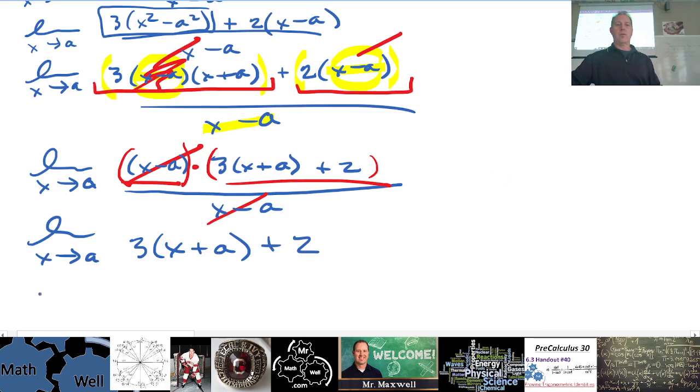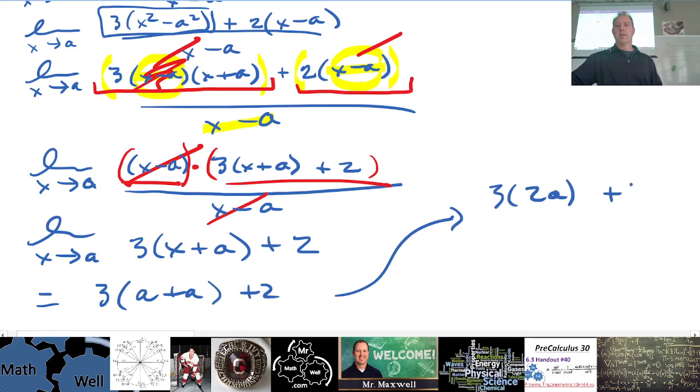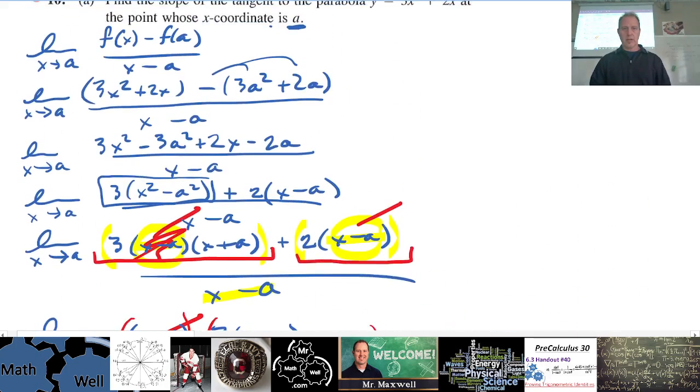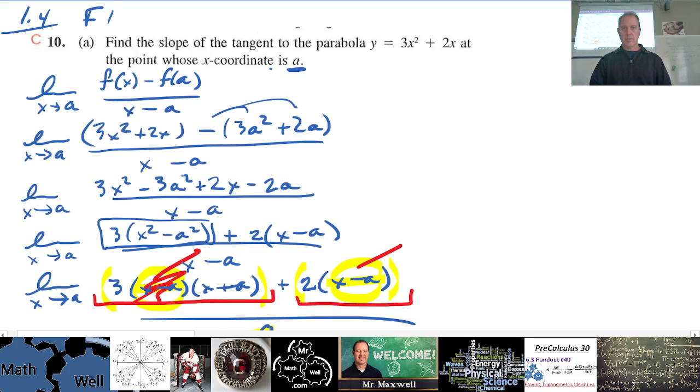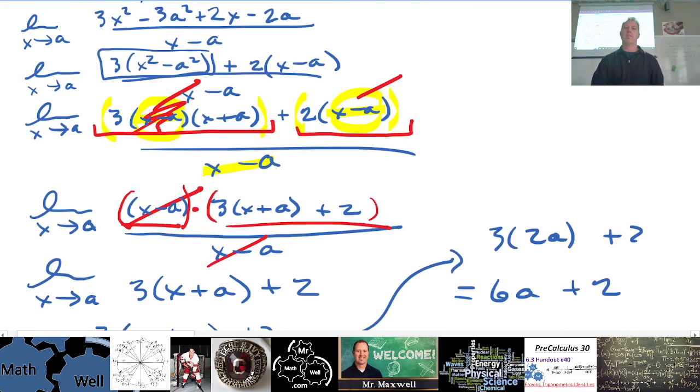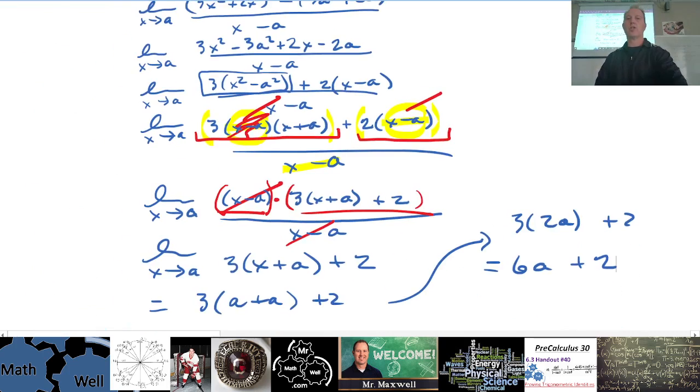But the cool thing is now, x is approaching a, so all the x's are a's now. You just substitute x for a. 3 times a plus a plus 2. That's 3 times 2a plus 2, which is 6a plus 2. So let me just double check here. Yep.